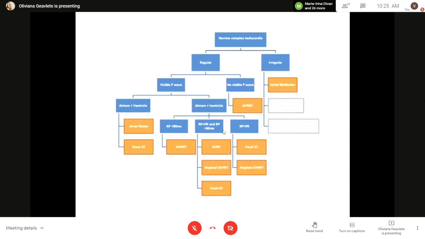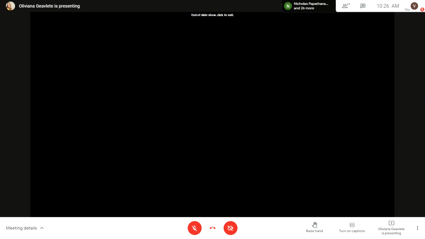But you see here, when you have the RP less than PR and the RP more than 90 milliseconds, it could be any of the following: AVRT, atypical AVNRT, or focal atrial tachycardia. So you will need to go for an electrophysiologic study, and it's not very simple to differentiate these on the ECG. Okay, you will talk with my colleague on Monday.